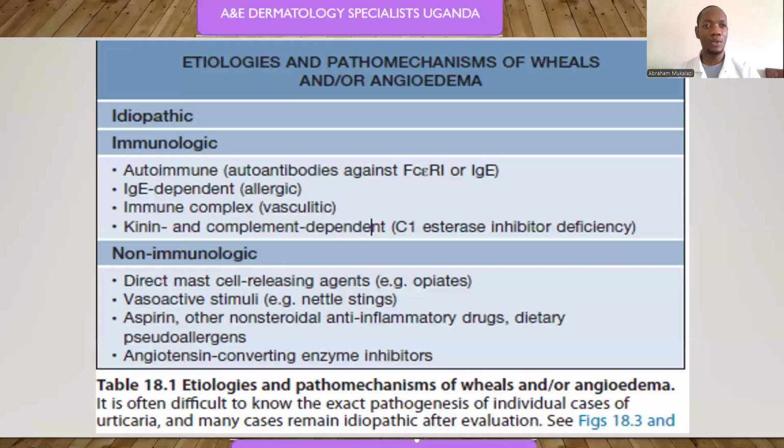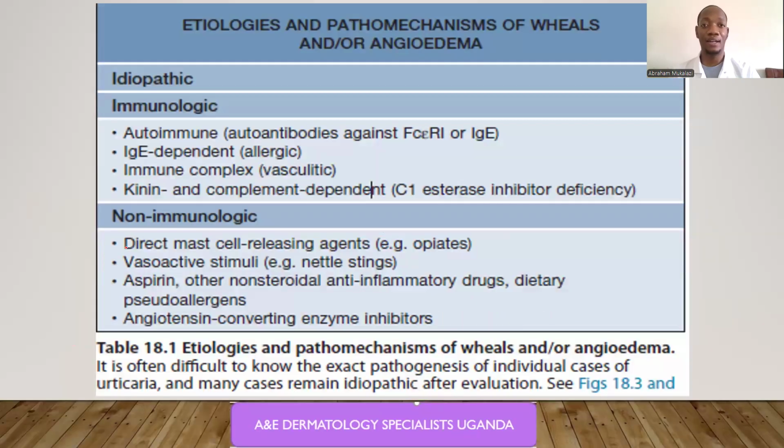So when you look at the mechanisms of how you form this welt or how it comes about, you'll find that in most of the cases, despite knowing the things that we've listed above, we are not able to identify the cause. So in most cases, urticaria tends to be idiopathic, and we don't know how it comes about.